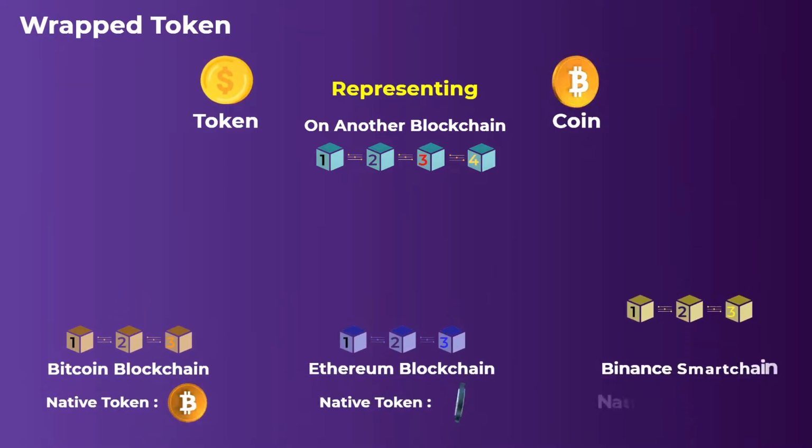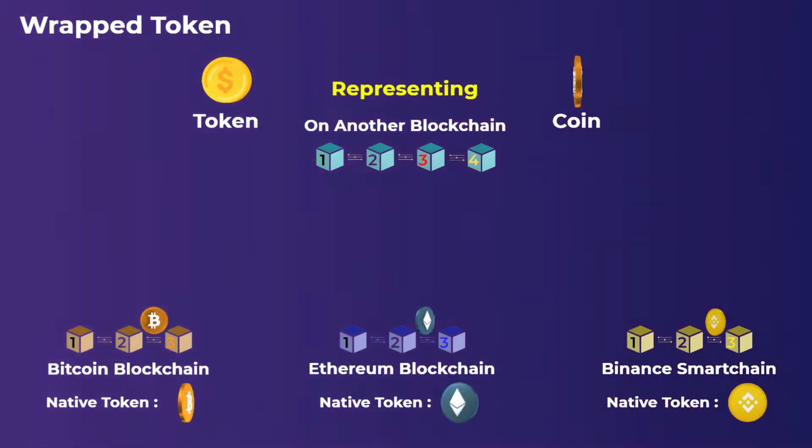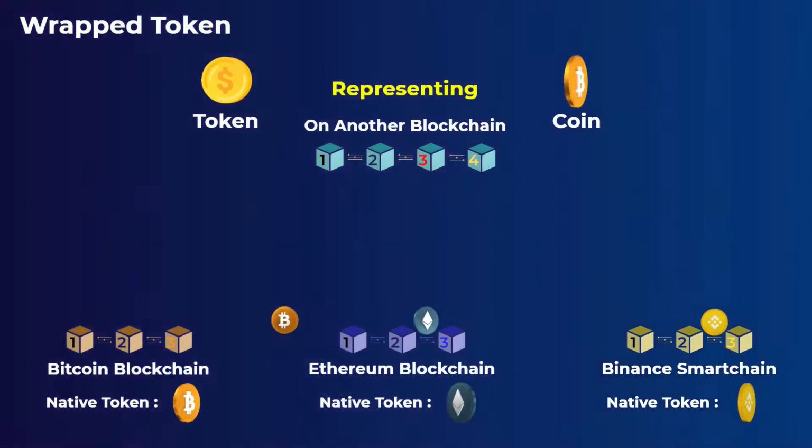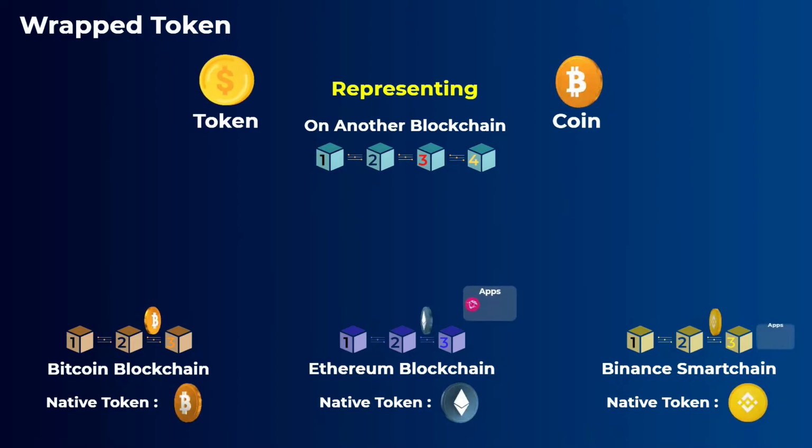So simply, each blockchain has its own coin, also called native token. The Bitcoin blockchain has the Bitcoin, the Ethereum blockchain has the Ethereum coin, the Binance Smart Chain has the BNB coin, and so on. The point here is that you can't use Bitcoin on the Ethereum blockchain or use Ethereum on the Binance Smart Chain, and at the same time, some applications are available on specific blockchains only.